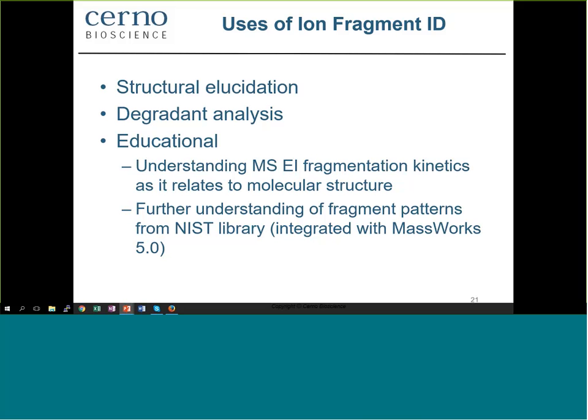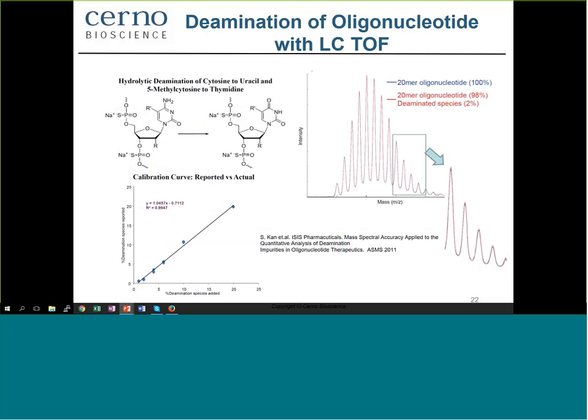The NIST GCMS library doesn't have assignments for the fragments. It's just searching the overall fragment pattern. We've actually integrated NIST searching in our latest version of MassWorks, and we have the ability to search that library, look at the ion fragments and do assignments from it. So it's a very powerful tool, both from a practical point of view and also from an educational point of view, and just understanding the chemistry of the ionization process.